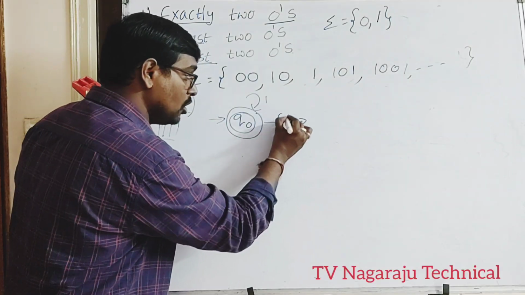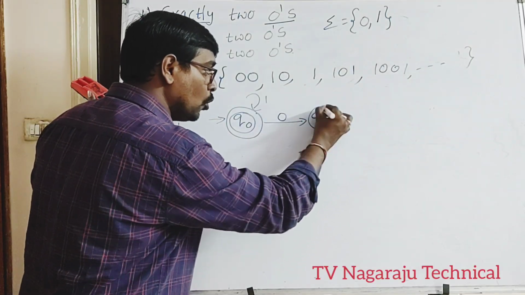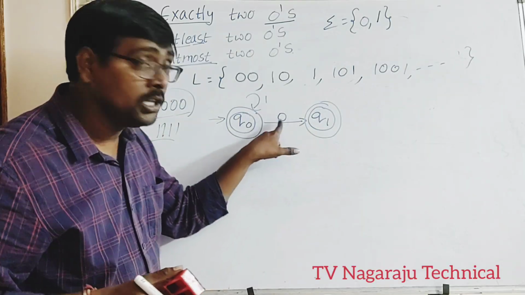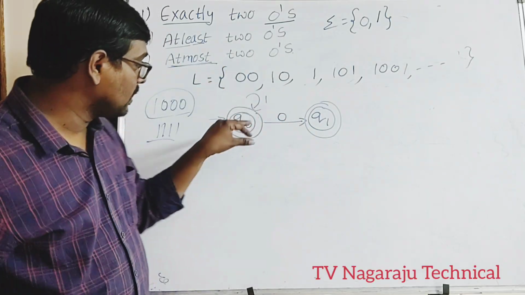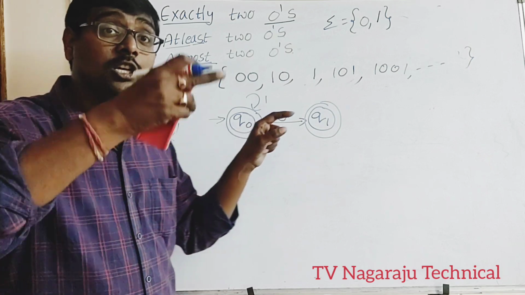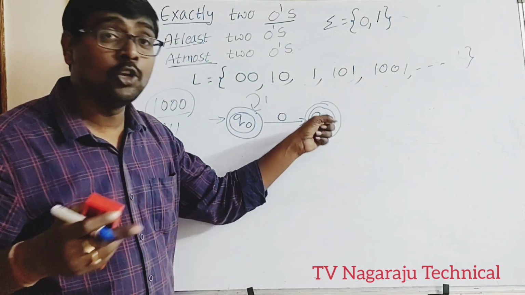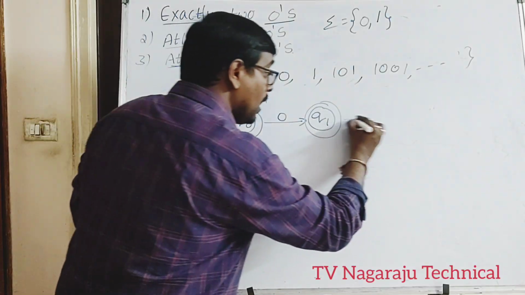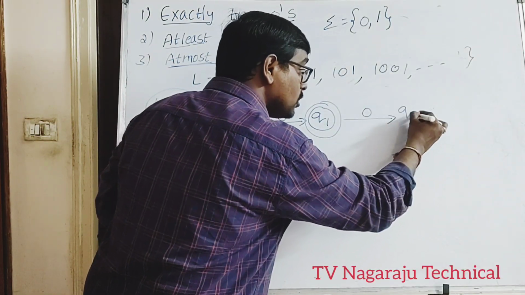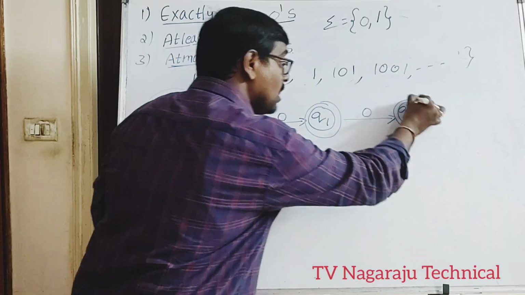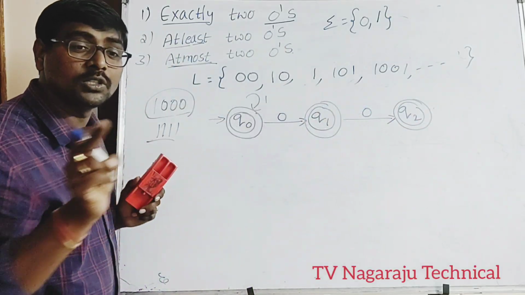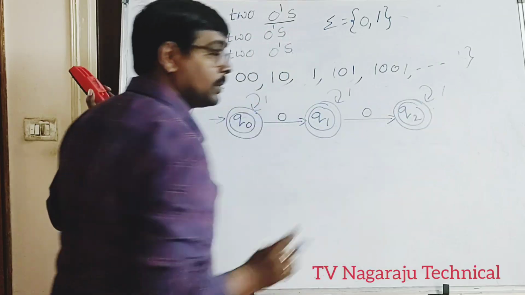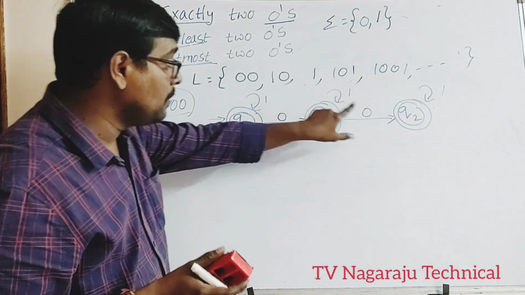That is, 0 zeros is accepted. Now on 0, I am moving to Q1. So this is also a final state. Why? With 1, 0 is also accepted. Here Q0 is the case for accepting 0 zeros, and Q1 is the case for accepting one 0, and on 0 it moves to state Q2. This is also accepted. That is, 2 zeros are also accepted. Now self loop 1, self loop 1. Clear? The maximum is 2 zeros.